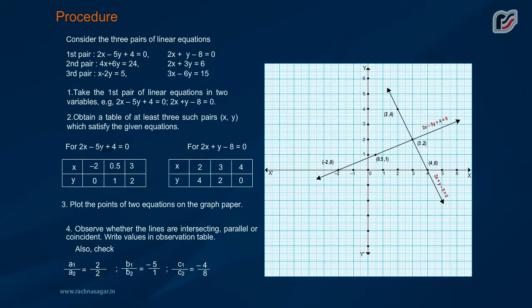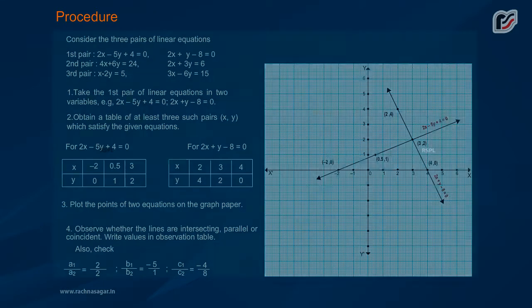Fourth, observe whether the lines are intersecting, parallel, or coincident. Write the values in observation table. Check that A1 by A2 is equal to 2 by 2. B1 by B2 is equal to minus 5 by 1. C1 by C2 is equal to minus 4 by 8.